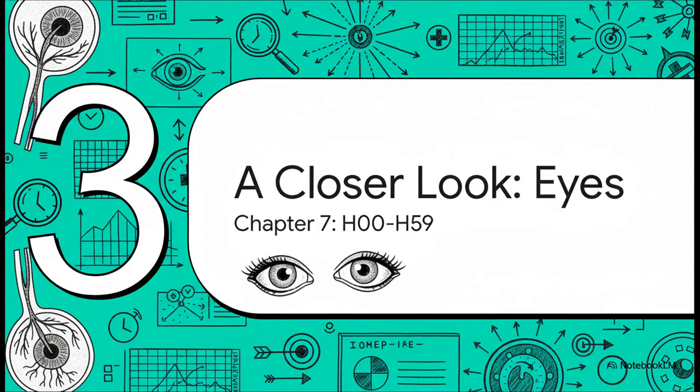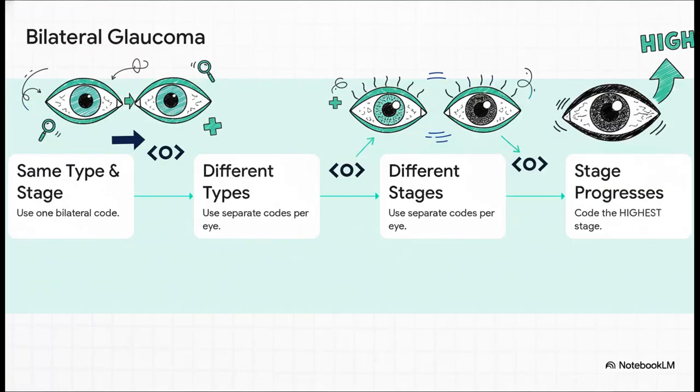Okay, next up, we're jumping into Chapter 7, Diseases of the Eye, and we're going to do a quick rapid-fire round on glaucoma. Because for this condition, precision is everything. You've got to get the type, the eye, and the stage exactly right. So the guidelines here are all about specifics. Think of it like this. If a patient has the exact same type and stage of glaucoma in both eyes, great, one bilateral code and you're done. But what if the types are different, or the stages? Then you need two separate codes, one for each eye, to tell that full story. Oh, and if someone's in the hospital and their glaucoma gets worse, you always code for the highest, most severe stage that was documented during their stay.